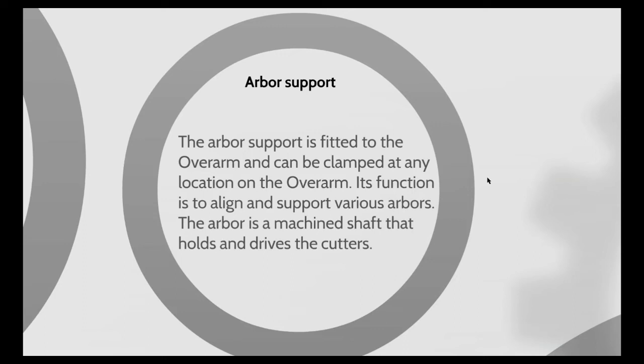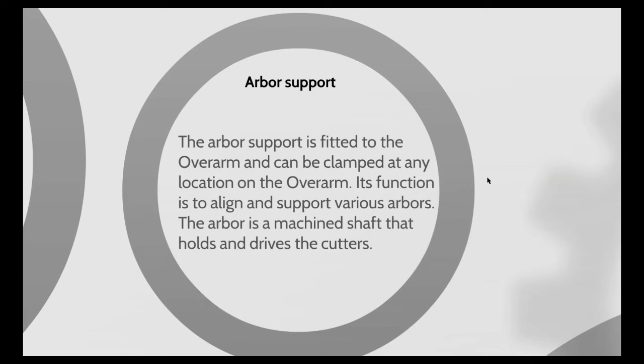Arbor support. The arbor support is fitted to the overarm and can be clamped at any location on the overarm. Its function is to align and support various arbors. There are generally two types of arbor supports used in the milling machine. The first one has a small diameter bearing hole, 1 inch in maximum diameter, and the other one has a large diameter bearing hole, usually up to 2 3/4 inches. The arbor support has an oil reservoir that lubricates the bearing surfaces. It can be clamped anywhere in the overarm to support the arbor. The arbor support is used only in the horizontal types of milling machines.